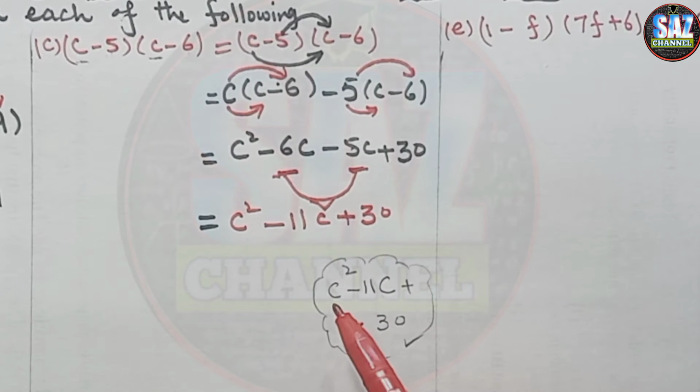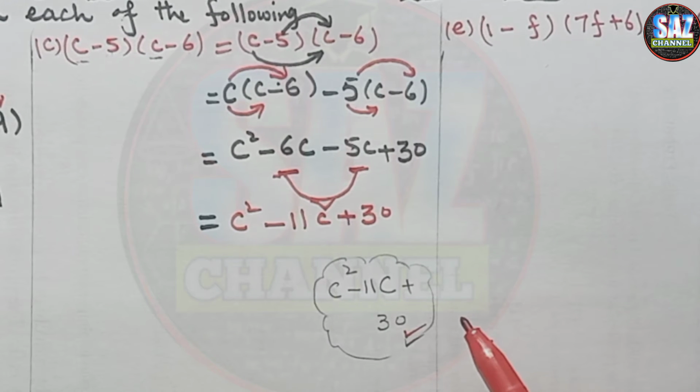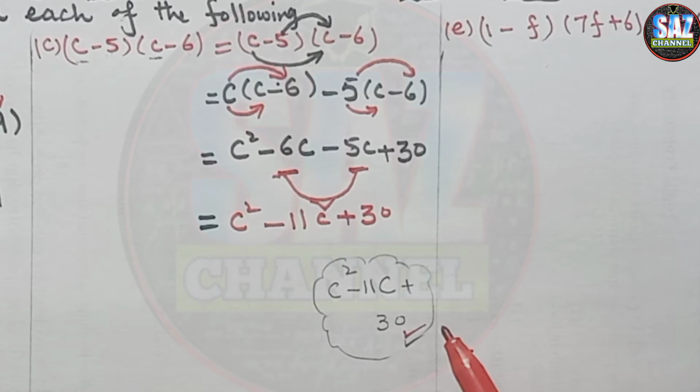But if we look at the trick, we can see that we are getting already this same answer, c square minus 11c plus 30. So I hope you will be learning this trick as well in order to check whether your working is correct or not.